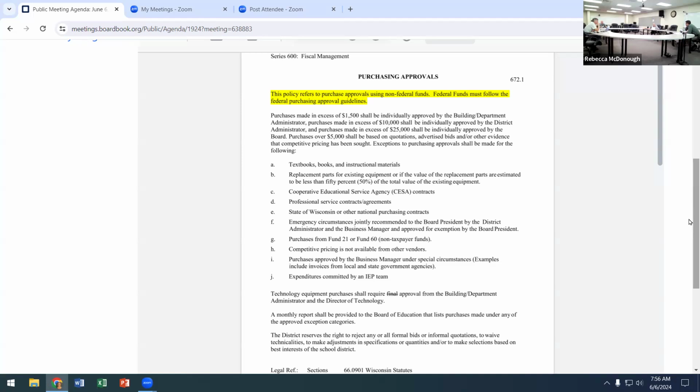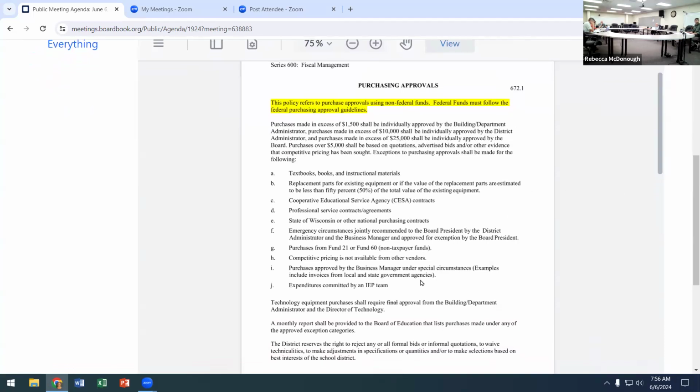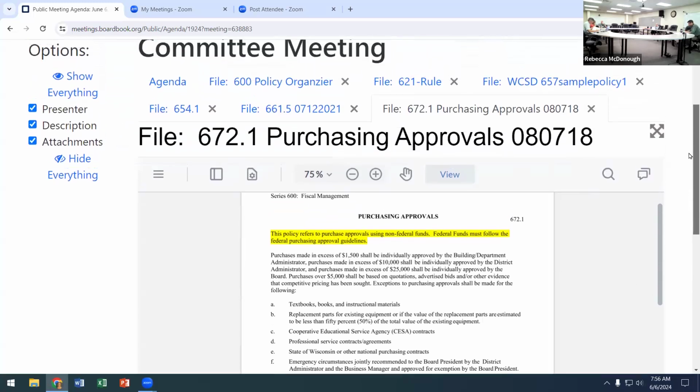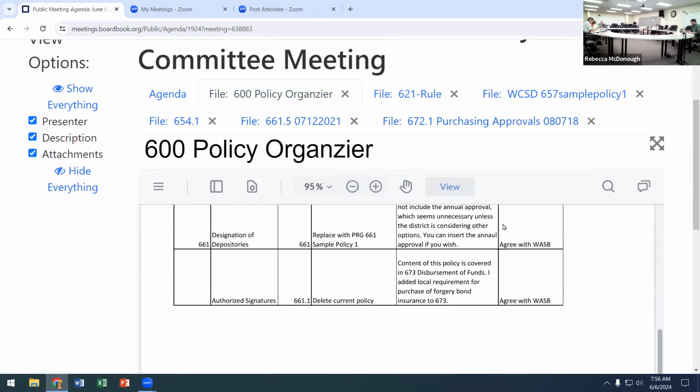I was amazed that that was first adopted in '82 and never changed. There you go. Good policy. Rebecca, if you want to look, I think it says business manager. Oh, thank you. 672.3 is cooperative purchasing. We're looking to replace that with the PRG version.